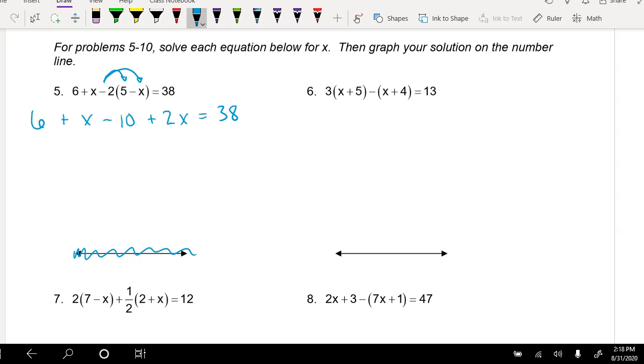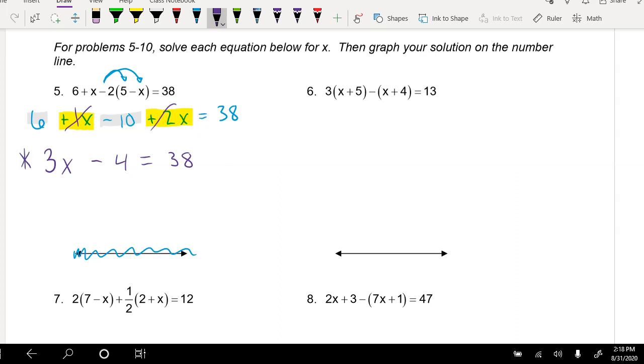So distributing, done. Looking for some like terms. I have a positive 1x and a positive 2x. Those two will combine. I have a positive 6 and a negative 10. Those two will combine. So 1x plus 2x gives me 3x. Cross it off if I want, kind of make sure I'm not using it again. 6 minus 10 is negative 4. So my problem is now 3x minus 4 equals 38.